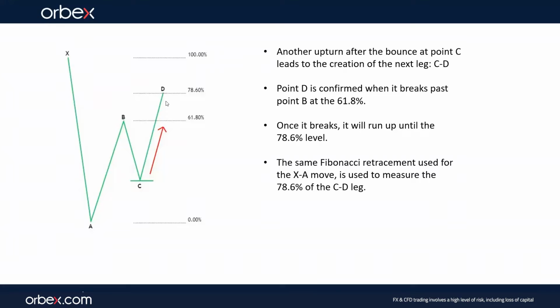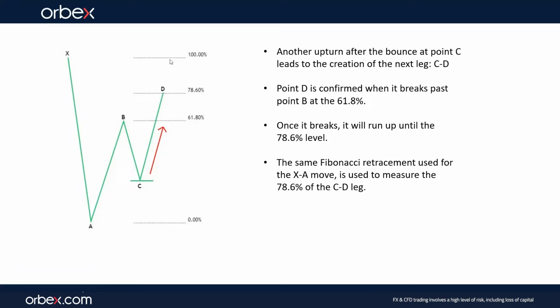So once it breaks, it will run up to approximately 78.6%. It won't really go too much more than that, and I'll show you why shortly, because every pattern has different characteristics of the Fibonacci retracements and extensions as well. And important to note that the same Fibonacci retracement used for the XA move is used to measure this CD. So really you could leave the original XA, or you can draw another one. It's not really that difficult.